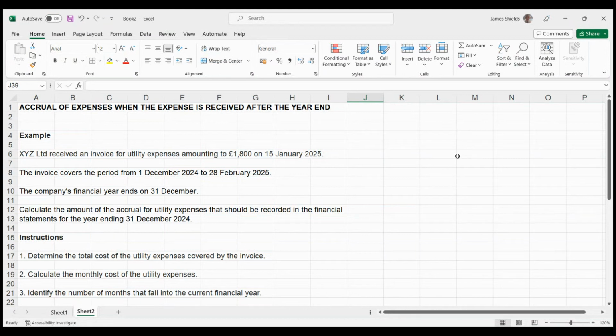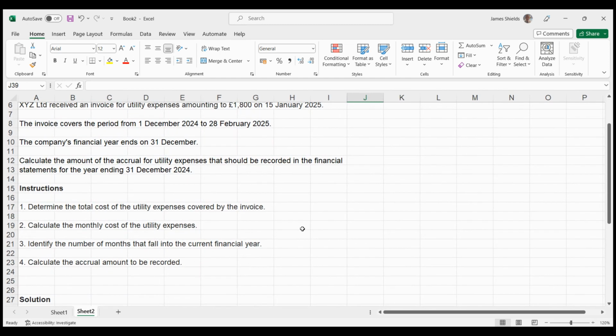XYZ Limited received an invoice for utility expenses amounting to £1,800 on the 15th of January 2025. The invoice covers a period from the 1st of December 2024 to the 28th of February 2025. That's 3 months, December, January and February. The company's financial year ends on the 31st of December, so that's between the 1st of December and the 28th of February. Calculate the amount of the accrual for utility expenses that should be recorded in the financial statements for the year ending the 31st of December 2024.